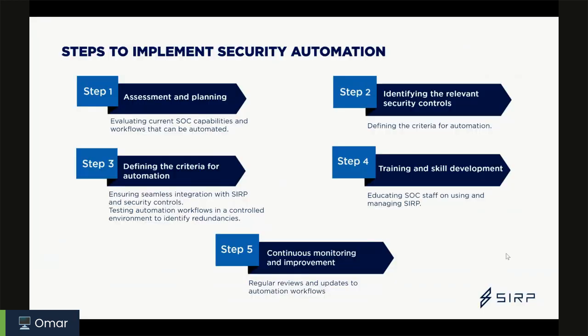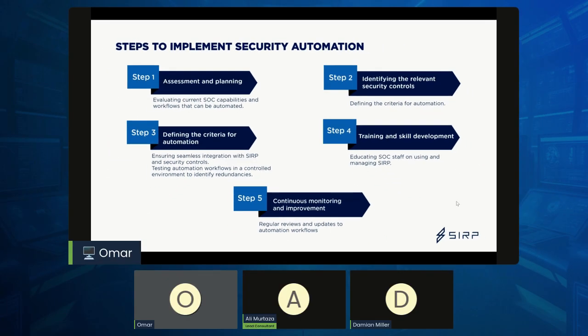Finally, before we end this presentation and move to the Q&A session, let's discuss some of the key steps for a successful implementation of security automation in your organization. So start with assessment and planning. Define clear goals for your security automation initiative and identify the workflows and processes that can benefit from automation. So you need to plan ahead.